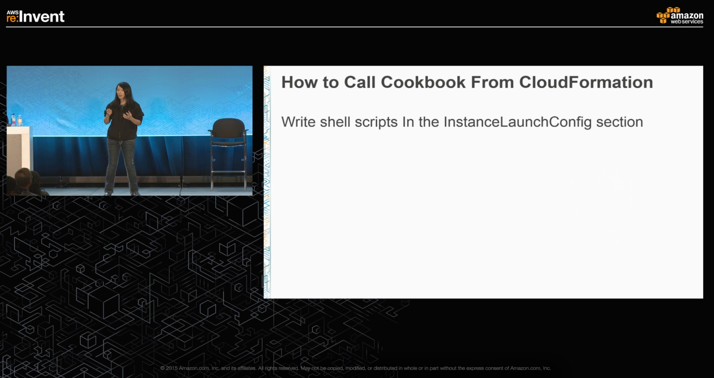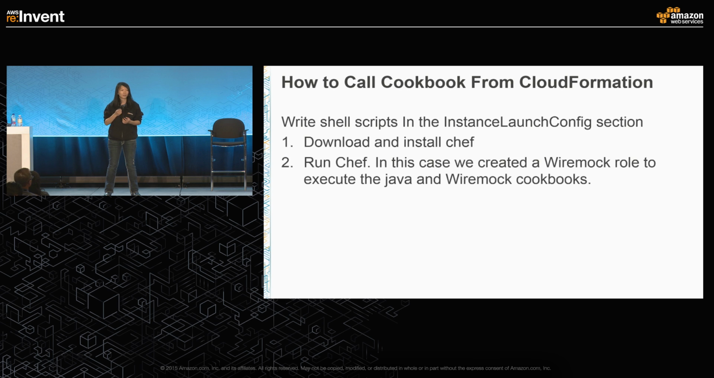So inside the CloudFormation, there's a section called Instance Launch Config, where you can write the shell script. So we wrote the shell script to first download and install Chef. And then we're going to run Chef. In this case, we created a Wiremock role to execute the Java recipe to download Java, and execute the Wiremock recipe to download Wiremock, and then start up the Wiremock server.